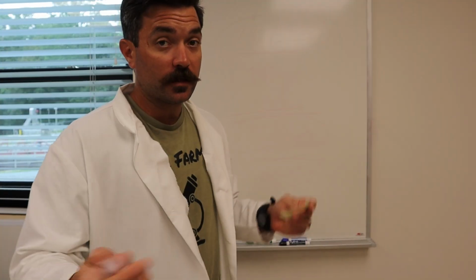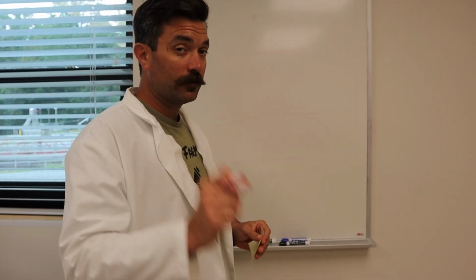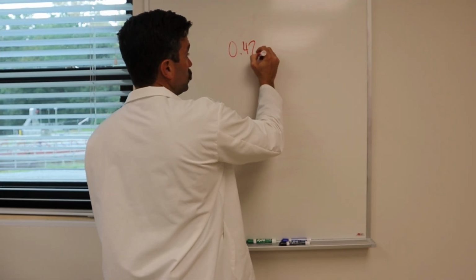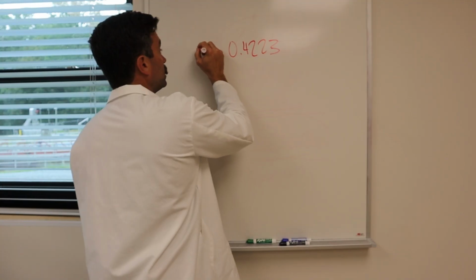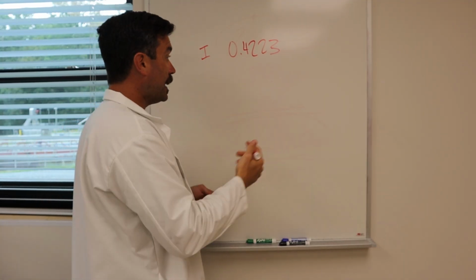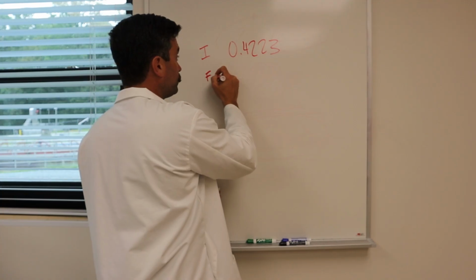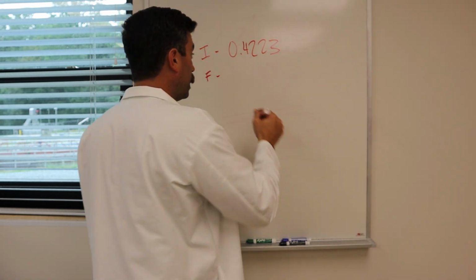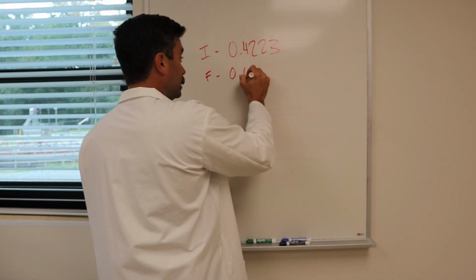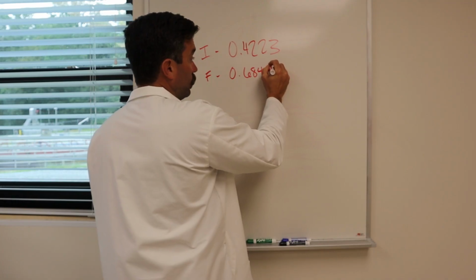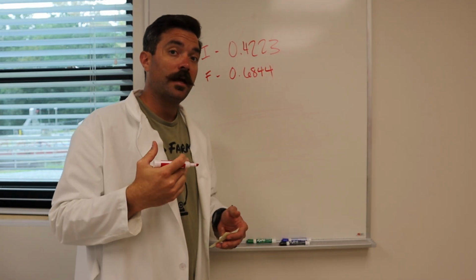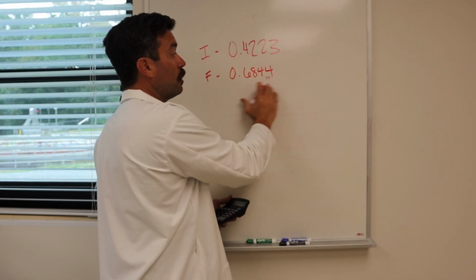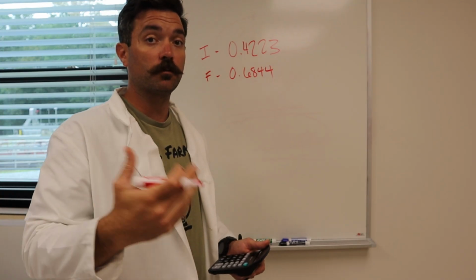So, our initial weight of our filter, just of the filter before the test, was a 0.4223. We're going to say that's our initial weight, okay? Next, we have our final weight, which is the weight of the filter plus the dried sample on it, and that was a 0.6844. So to solve and start that process to find our mixed liquor, we want to subtract the initial weight of the filter from the final weight of the filter plus the dried residue.